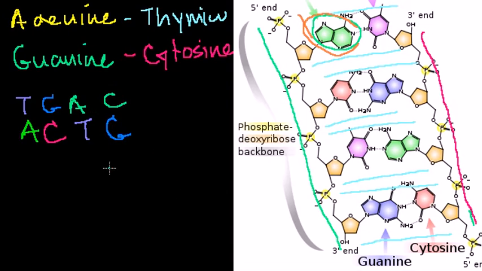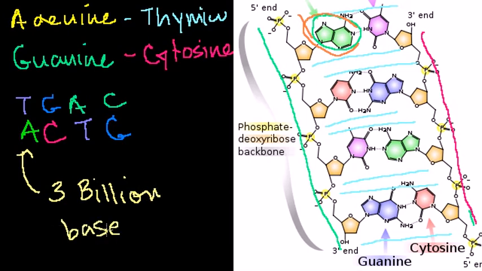Now, in a human's DNA, you might say, hey, Sal, how do I go from these little chains of molecules? How does that turn into me? How does that turn into this complex organism? And the simple answer is, the human genome has 3 billion of these base pairs. 3 billion base pairs. And that's actually just in half of your chromosomes.